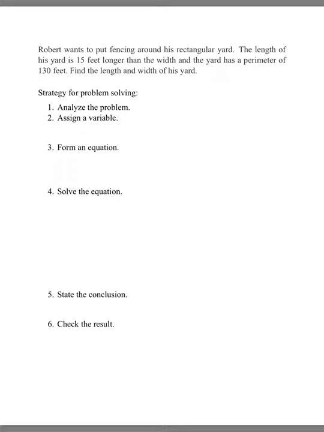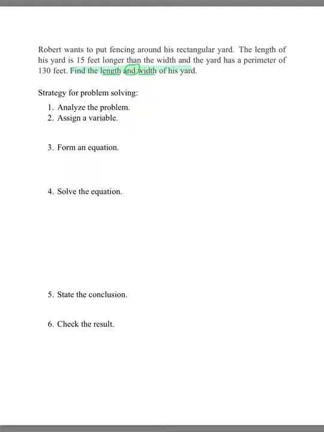Let us begin our strategy for problem solving by analyzing the problem. Keep in mind that the first thing you want to do when analyzing the problem is to identify what it is we're asked to find. In this case, they want us to find the length and width of his yard. So the keyword being "and", there's two things we want to find, the length and the width. So that means we're going to have two unknown variables.